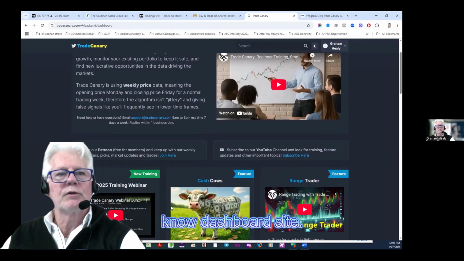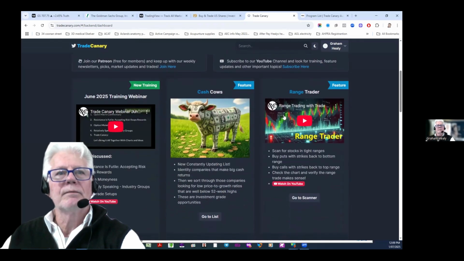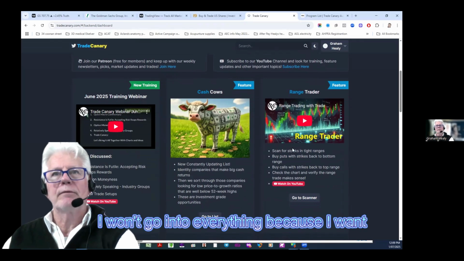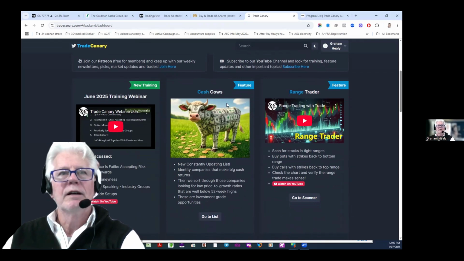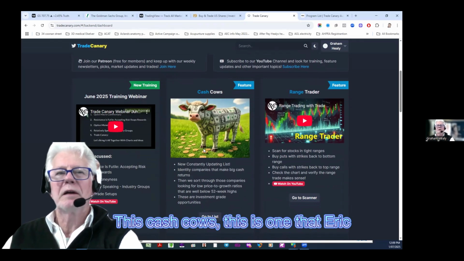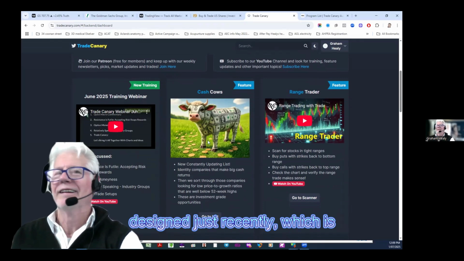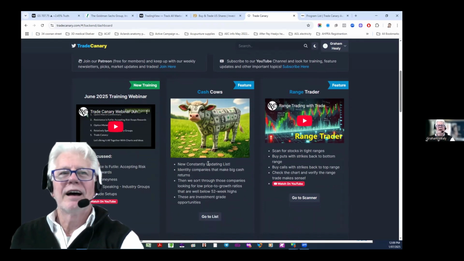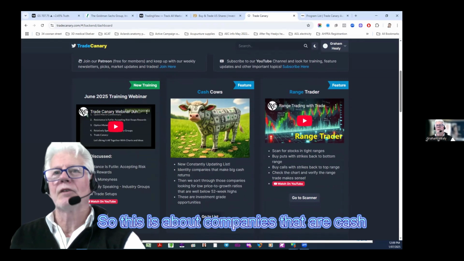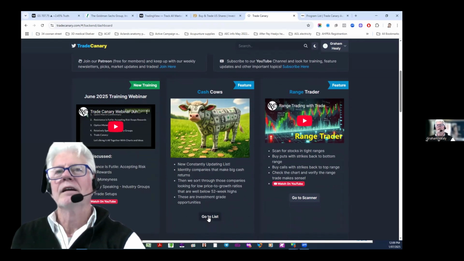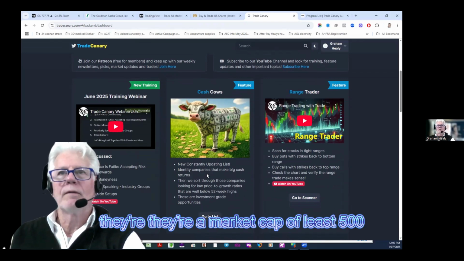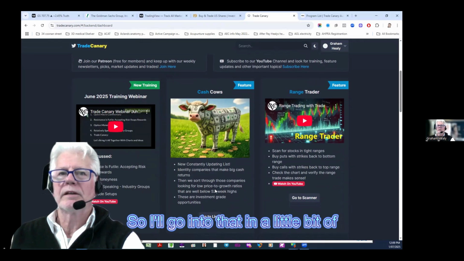Now, there's a couple of things. I won't go into everything because I want to make this brief. This is Cash Cows. This is one that Eric designed just recently, and I love his diagrams. This is about companies that are cash flow positive and have a market cap of at least 500 million. So I'll go into that in a little bit of detail.